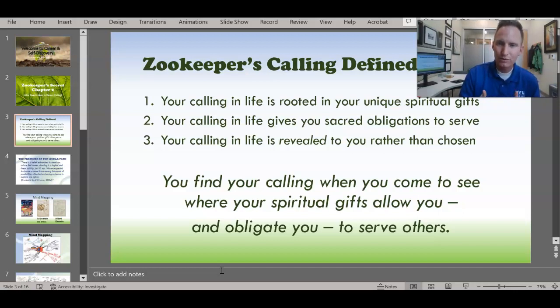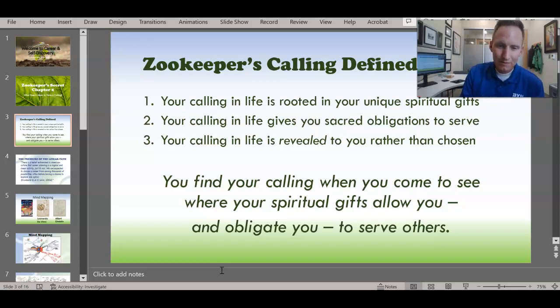Your calling in life is rooted in your unique spiritual gifts. This introduces the theme in the book called passion. Your calling in life gives you sacred obligations to serve. This introduces the theme of purpose. And your calling in life is revealed rather than chosen. This is the idea of place, being guided to where God needs you to be.